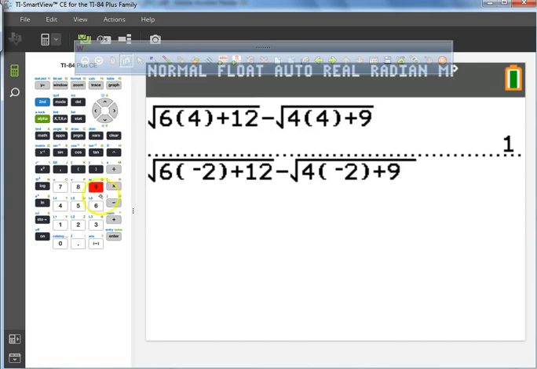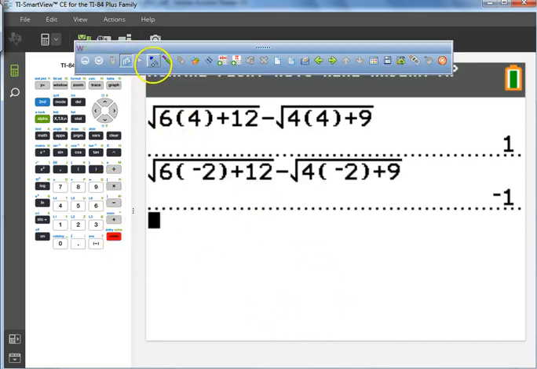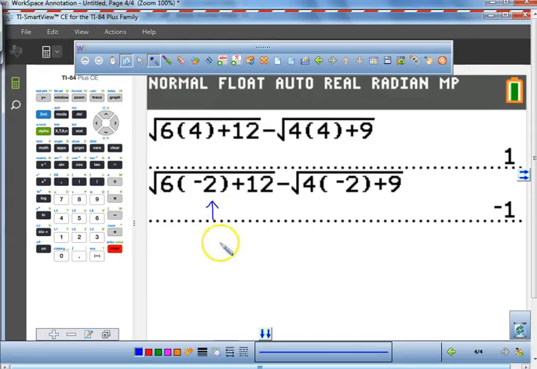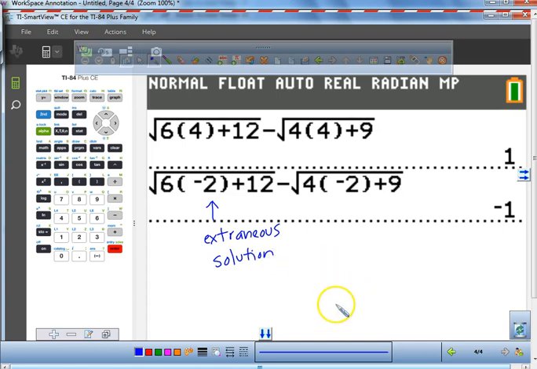So when I plug in a negative 2 this time, what happens? It equals a negative 1, which means this negative 2 is considered to be an extraneous solution. Did we do all the math correctly? Yes, we did all the math correctly. And we found an answer to be negative 2. It's just a number that doesn't work.